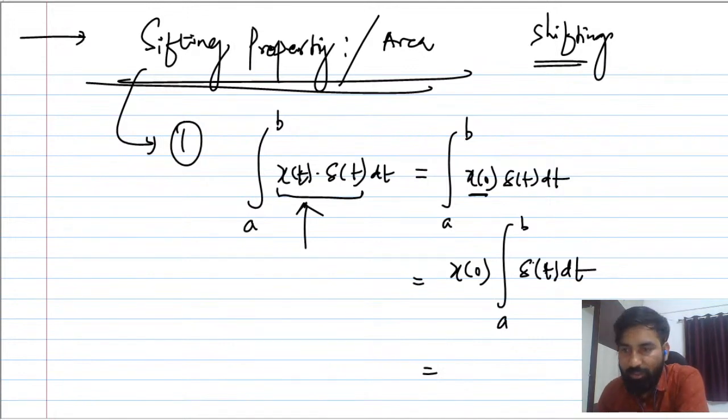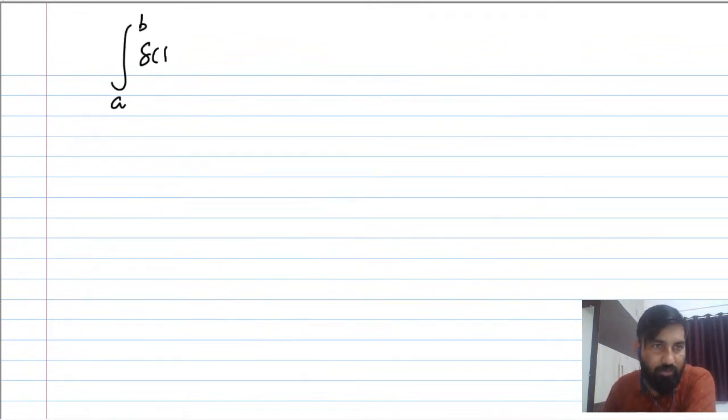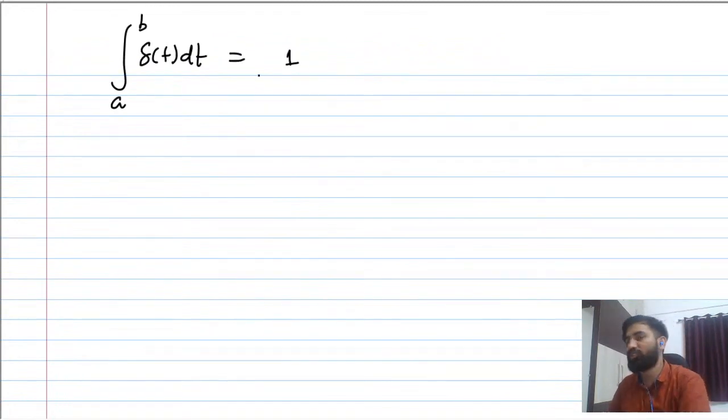Now look here, the integral from a to b of delta t dt can be equal to 1 and can be equal to 0 as well. This is very important. Okay, how is it possible? See here, it can be 1, it can be 0 as well.